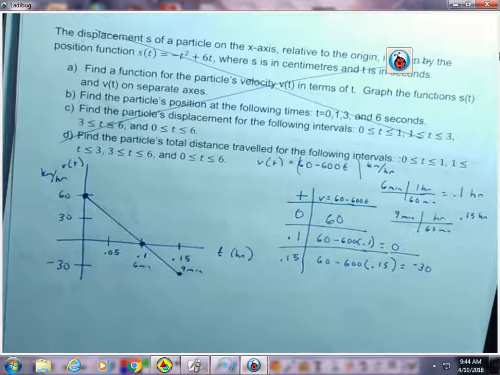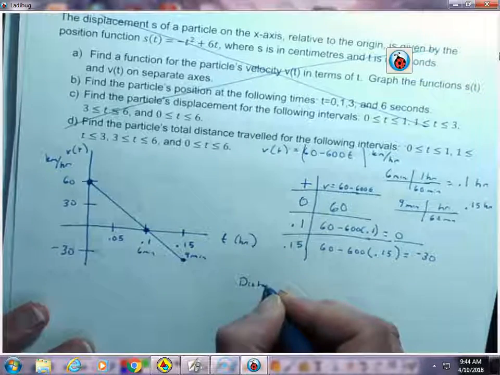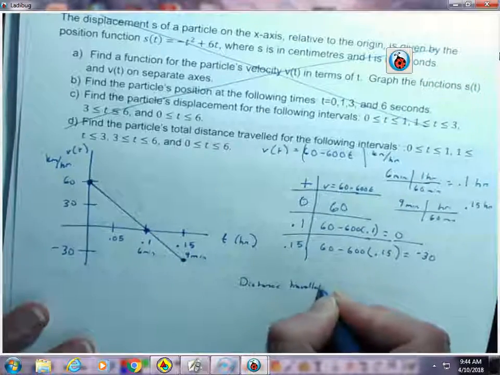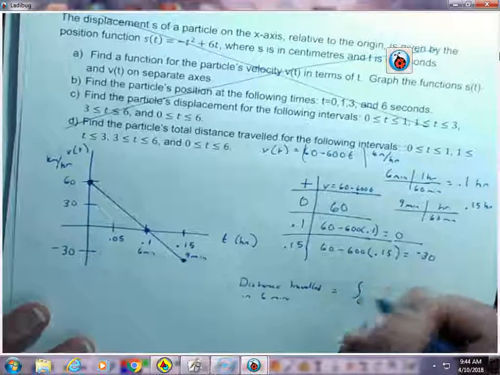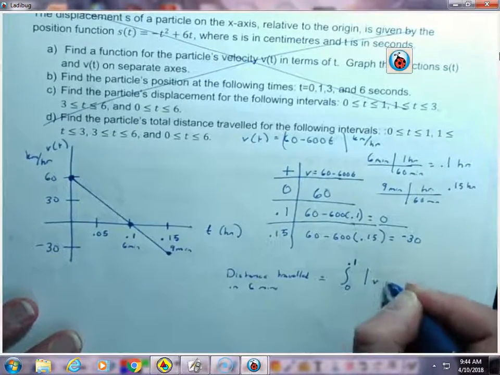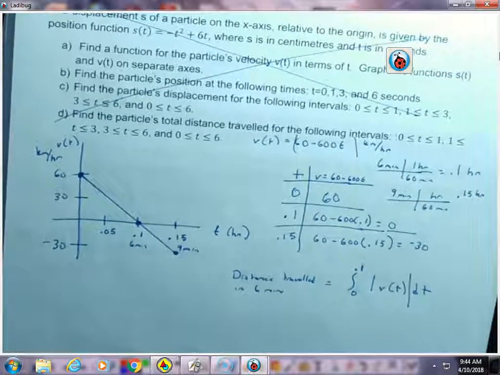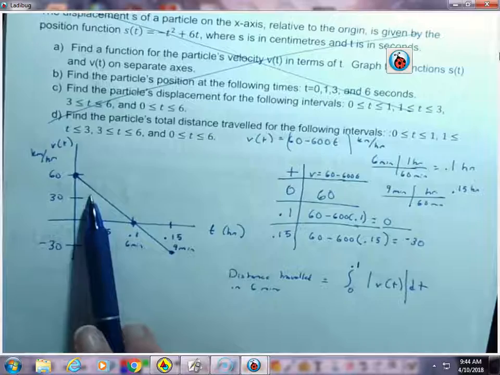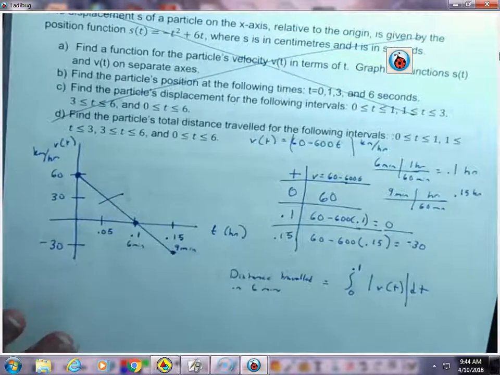All right. So let's see what we got. We got a nice drawing so far. It wants me to find, for 6 minutes, the distance traveled in 6 minutes. Okay, so distance traveled means I integrate from 0 to 0.1, because that's in hours, of the absolute value of my function. Okay, so I can either actually integrate or I can calculate this area, and I'm going to go for area because it's just a nice triangle.